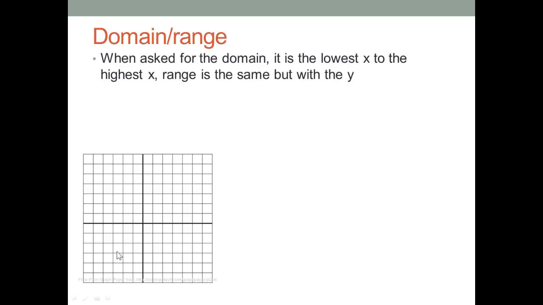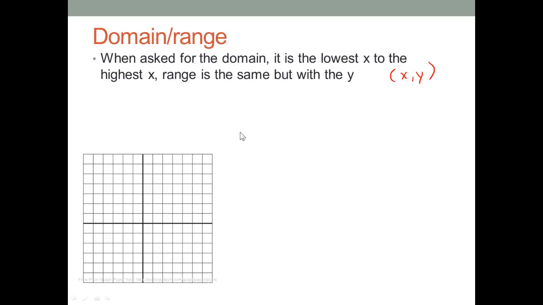All right, so now let's talk about domain and range. So when you're asked for a domain, it's the lowest x to the highest x, and range is the same but with y. Now the easiest way that I remember this until it became second nature: x comes before y in the alphabet, correct? And we always label our points x, y. Well, domain, which starts with a D, comes before range, which starts with an R. So D comes before R in the alphabet. So D goes with X and R goes with Y.